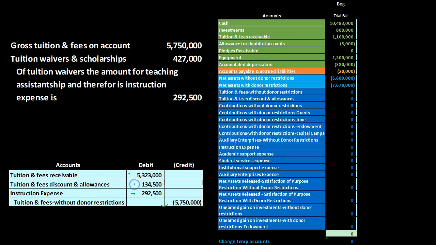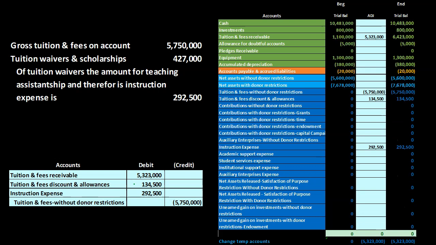Let's post this out and take a look at it in more detail. We're going to say that we have the tuition and fees receivable. That, once again, is going to be the full amount minus the amount of waivers and scholarships that we expect to receive in the future. We have the tuition and fees receivable going up in the debit direction to the ending balance here.